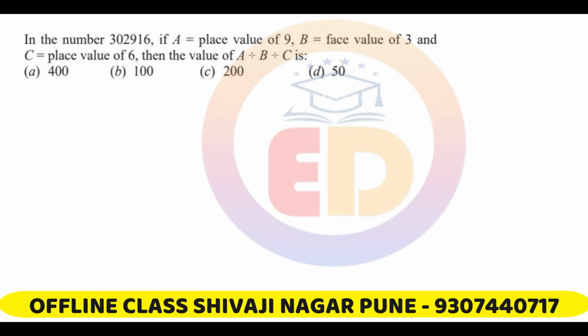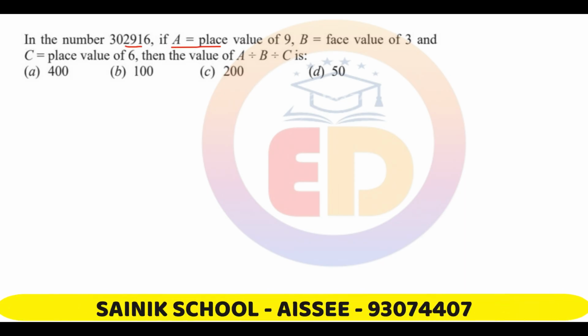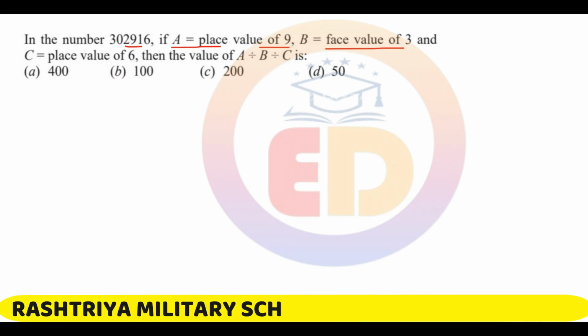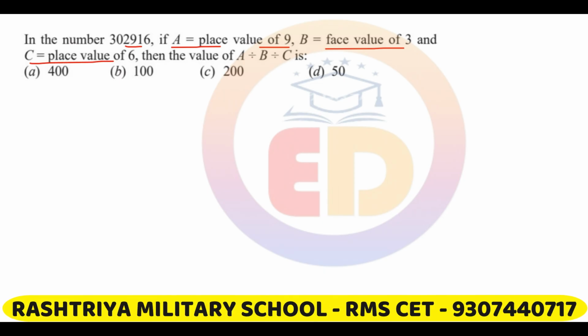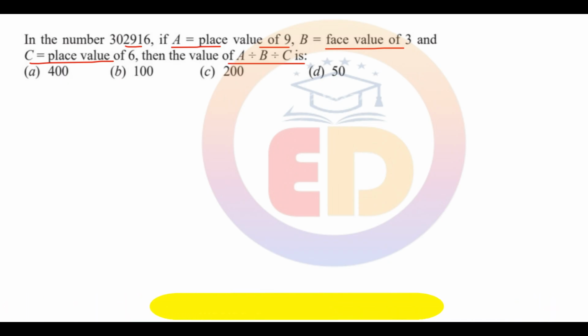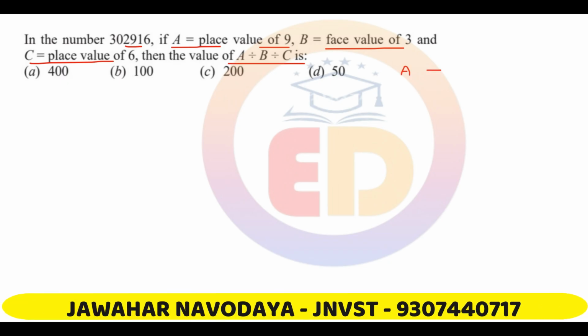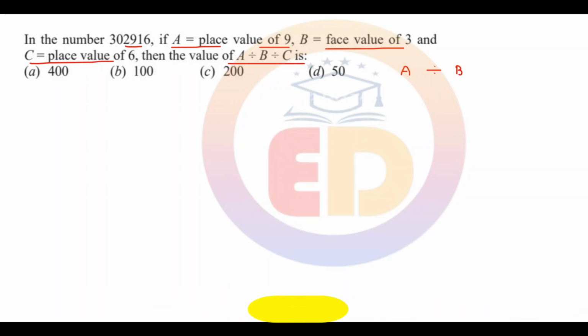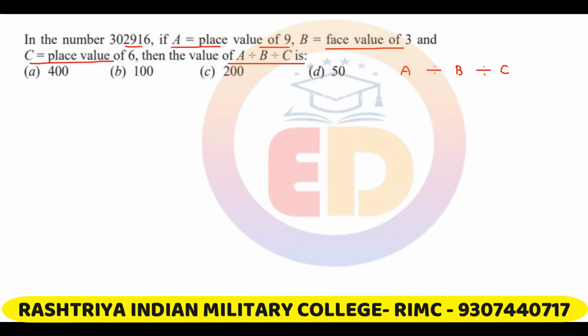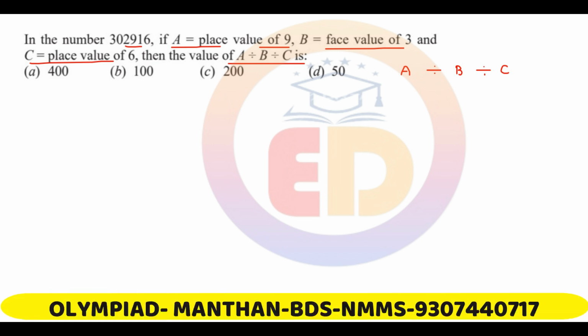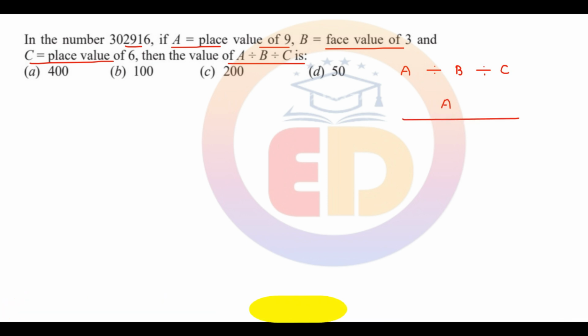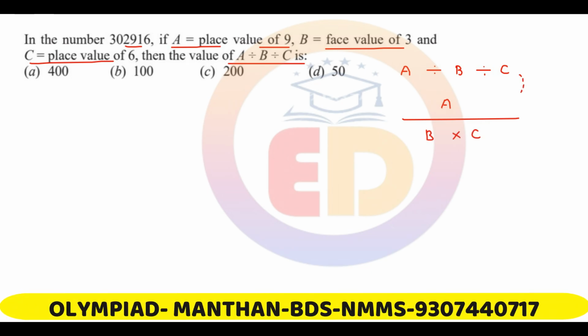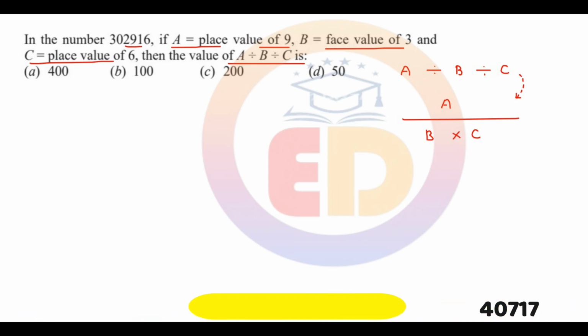In the number 3,02,916, if A is equal to place value of 9, B is equal to face value of 3 and C is equal to place value of 6, then the value of A divided by B divided by C. Understand the meaning of A divided by B divided by C. It actually means A upon B multiplied by C. This is the meaning of A divided by B divided by C. So this is what you will perform, double division.